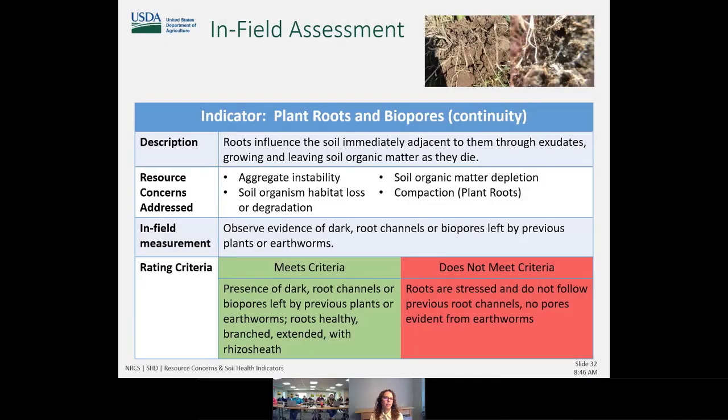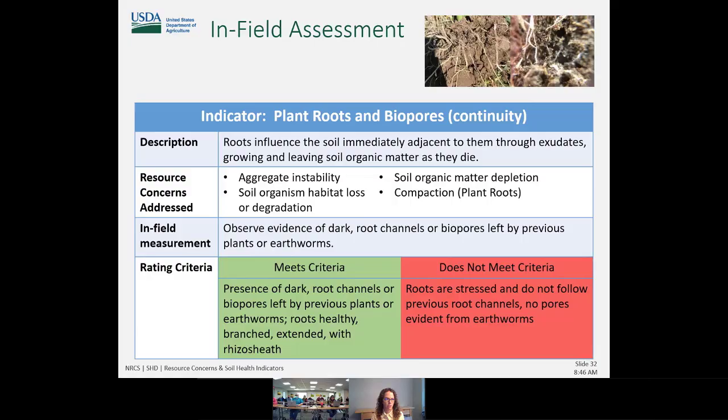So now we kind of move into more of the biological assessments, and looking at plant roots and biopores is one indicator we can use. And these are important because plant roots release exudates and stimulate microbes.